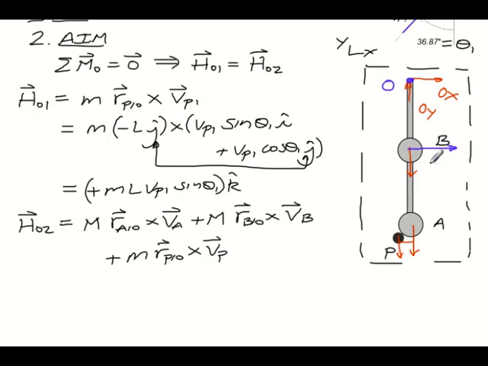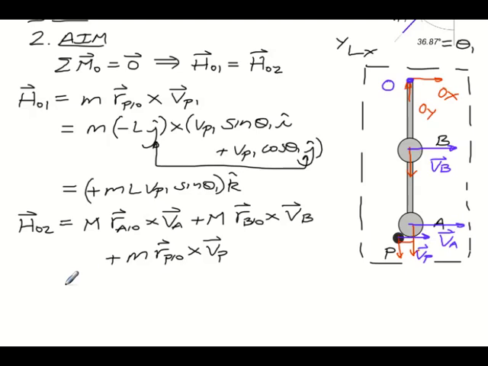So velocity of B after impact is going to be in the x. Velocity of A is also going to be in x. And same way for P, because P sticks to A. VP and VA are the same thing.